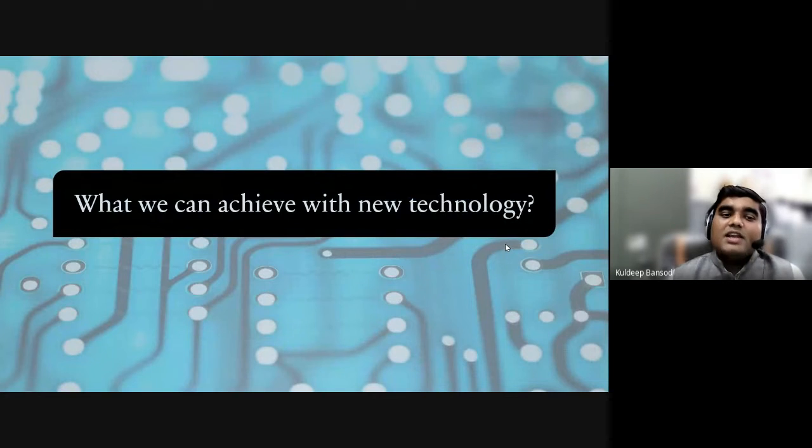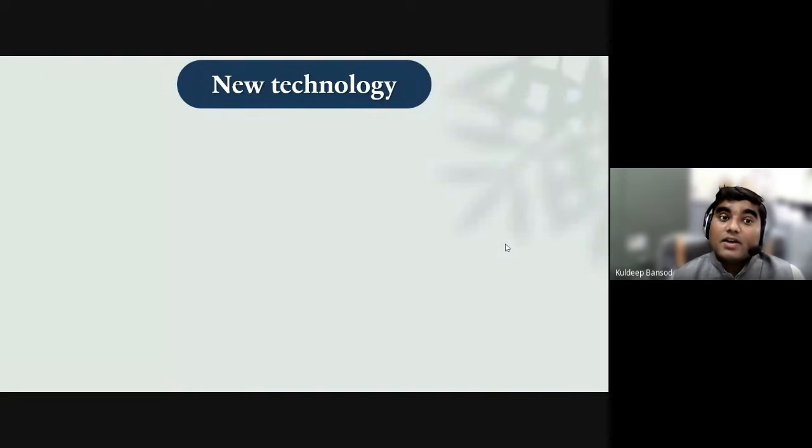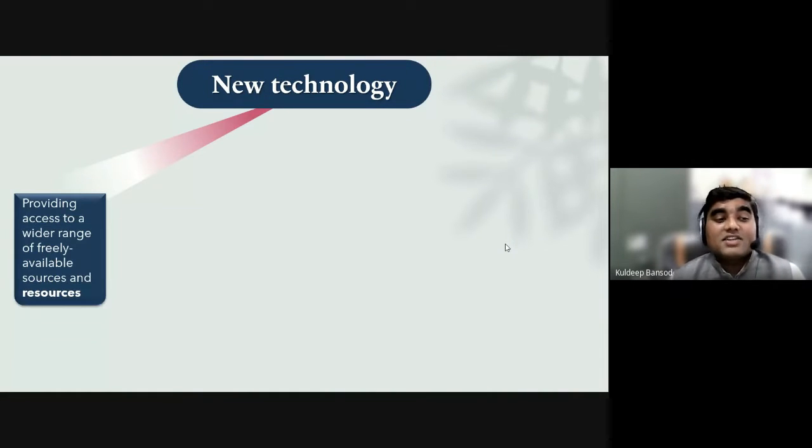So with the help of technology, what can we achieve? New technology can provide access to a wider range of freely available sources and resources. Definitely you are with me. The open educational resources, that is OER, prepared by different universities, prepared by different institutes, are freely available. You can directly use them, download them, change them as per your thinking, as per your needs inside your class, inside your institute, and implement them.